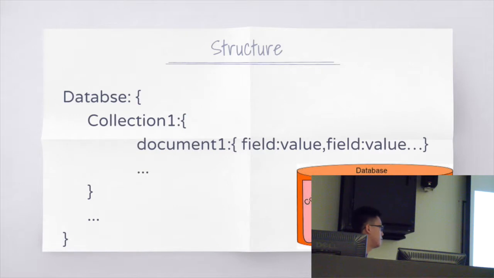Is the collection the same thing as like a table? Yep. The collection is another name for a table in NoSQL. And the document is like the data, each row.